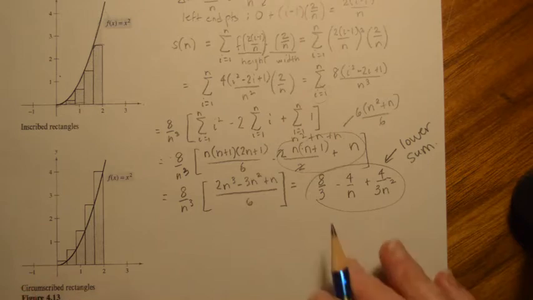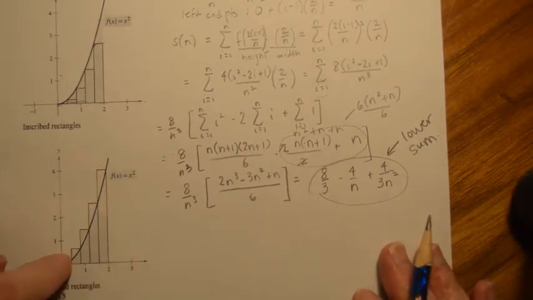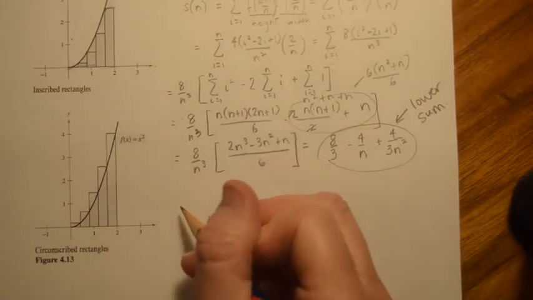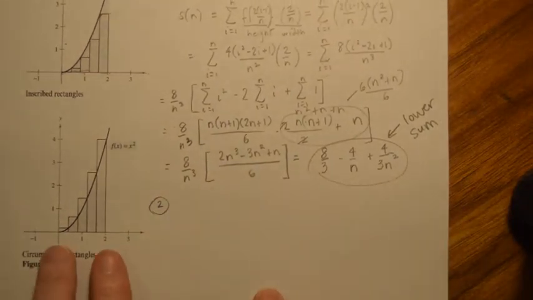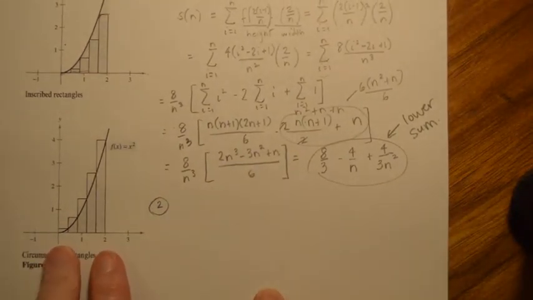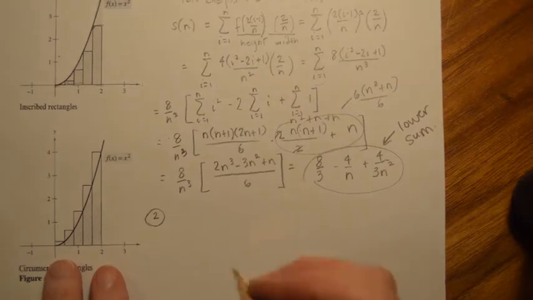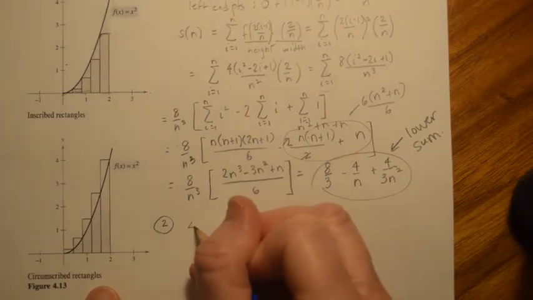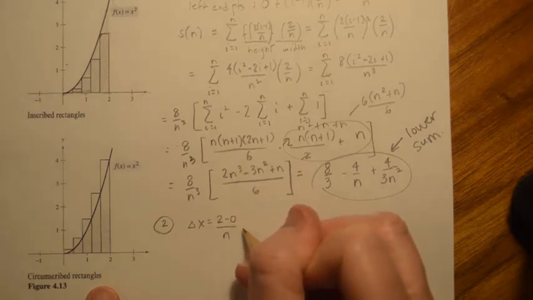So now we've got to do this again, but now we need to do it for the upper sum. All right, so I'm just going to do the same thing that we did. Hopefully this second one is going to seem a little bit easier now that we've already done it once. So again, we need to start by dividing this region. Delta x is 2 minus 0, or b minus a, over n.